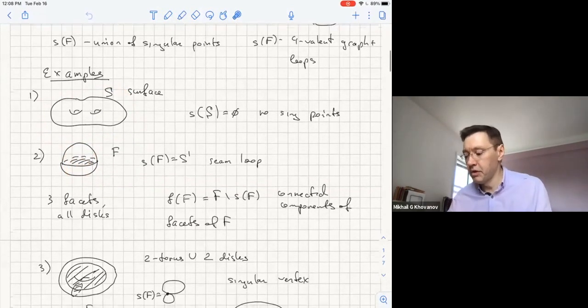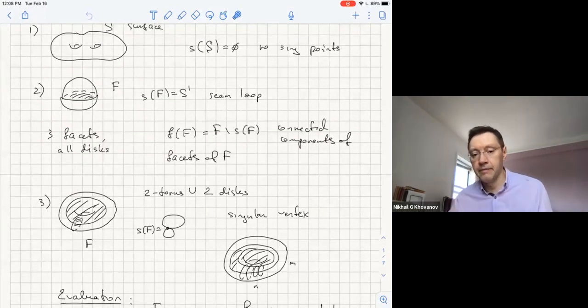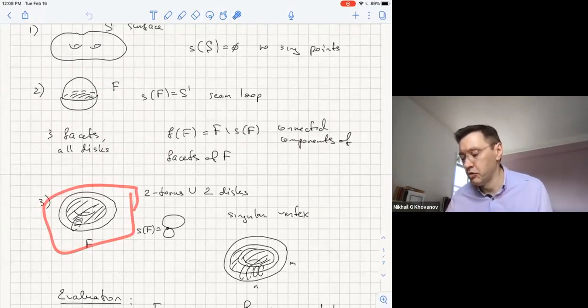And finally, an example of a form with a singular vertex. To build that form, we start with a torus.